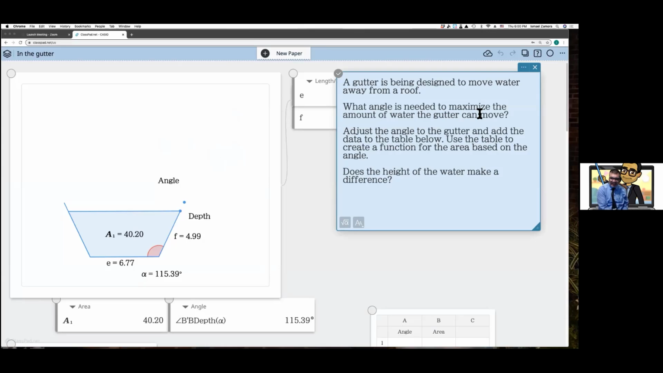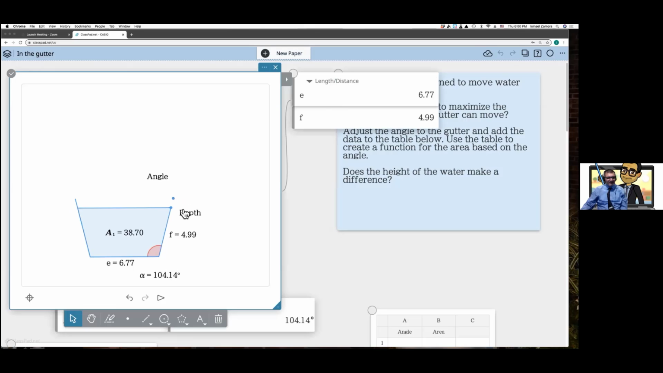So a gutter is being designed to move water away from a roof. So what angle is needed to maximize the amount of water the gutter can move? So we want to try to move as much water out without it spilling over the edge here. So there's the edge. The other end is the cleat here. This is the part that nails into the fascia or into the roof of the house. So you can adjust the angle using this dot here. And you notice the area changes, the angle in here changes.